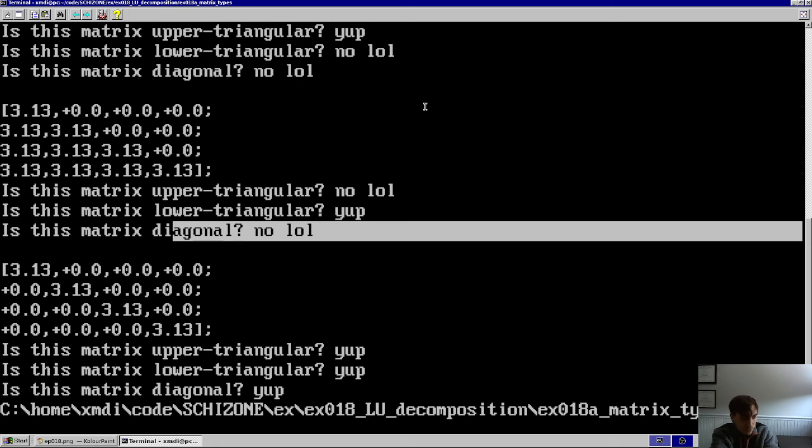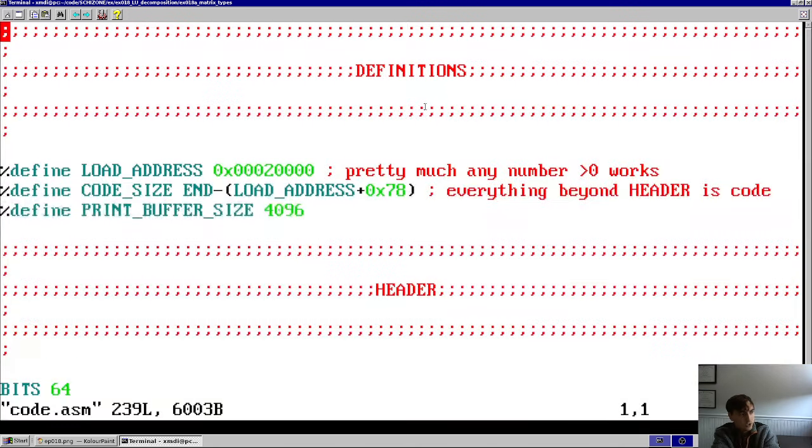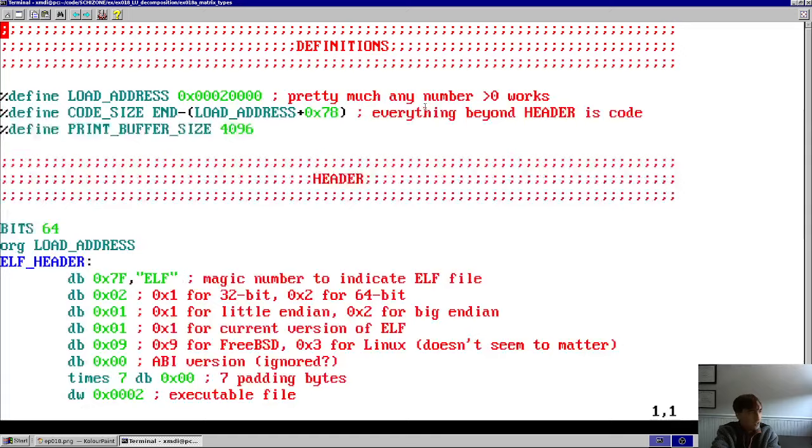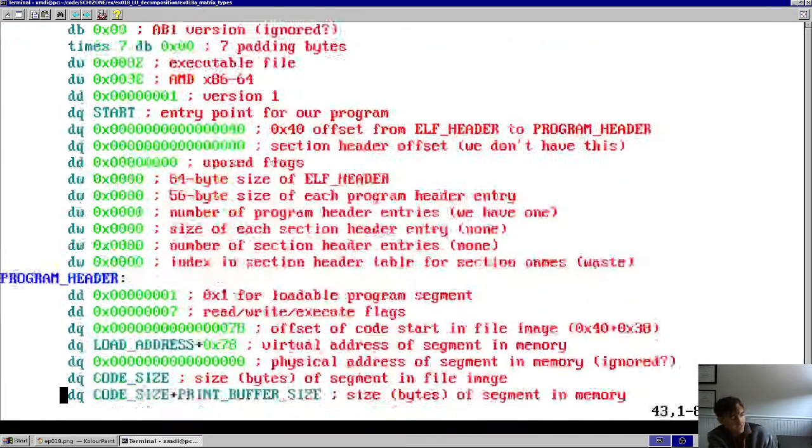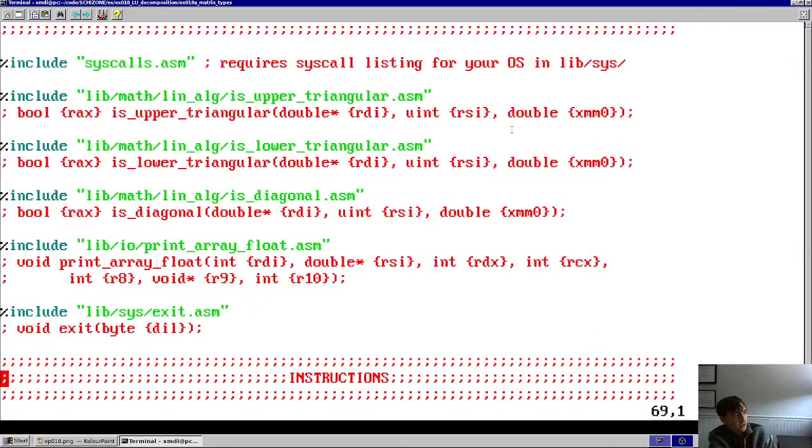So how does this work? Check out the code. Let's see what it's doing. Oops, can I shrink this a little bit? What do we got here? We have, I guess, three that matter the most: these three that say is upper triangular, is lower triangular, and is diagonal.